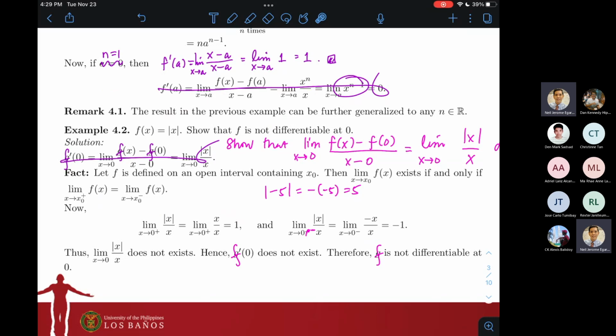And can you guys remind me ano yung geometrical interpretation or ano yung parang geometrical test para masabi na ang isang function ay differentiable? Do you guys remember? Ano yung dapat wala sa graph ng function para siya ay maging differentiable?